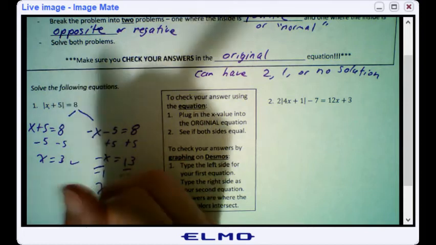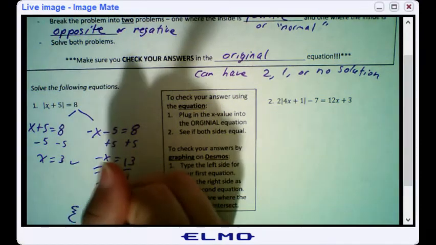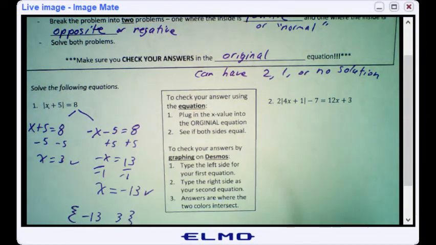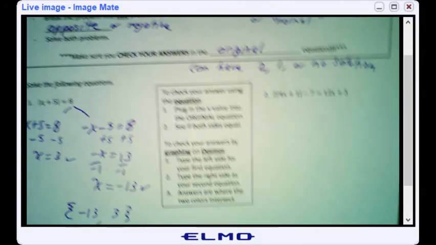I can put my answer into set notation if I want. Basically, you just put them in the curly brackets. So this one has two solutions.